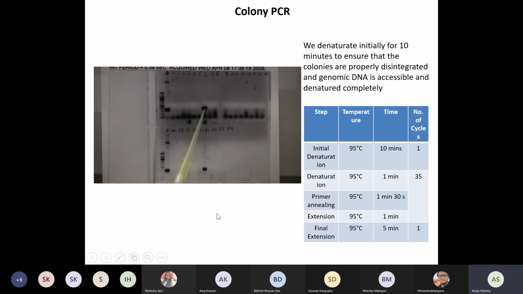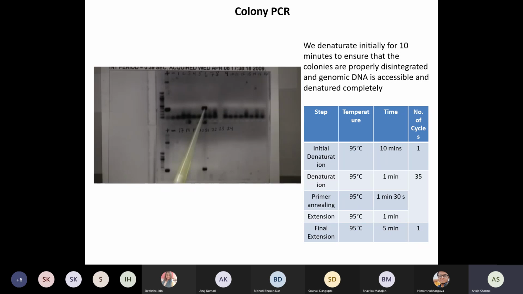So while performing colony PCR, you need a specific primer which is specific to amplify your gene of interest. You can directly pick up one colony and then perform PCR. If that particular colony has your recombinant plasmid, then the gene of interest will get amplified. Otherwise, if the colony doesn't have the recombinant plasmid, the PCR will not amplify that gene.